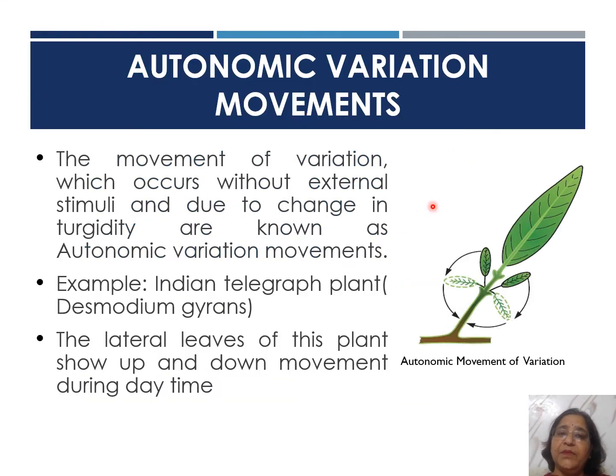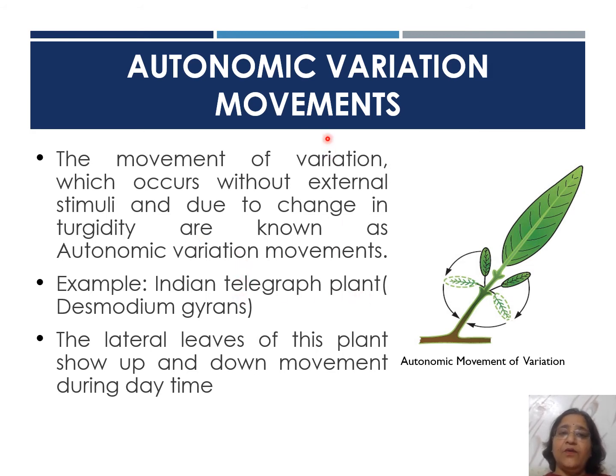What are autonomic variation movements? The movement of variation which occurs without external stimuli. It is autonomic. Autonomic is internally induced, and this internal stimulus changes the turgidity of the plant. It is known as the autonomic variation movements.